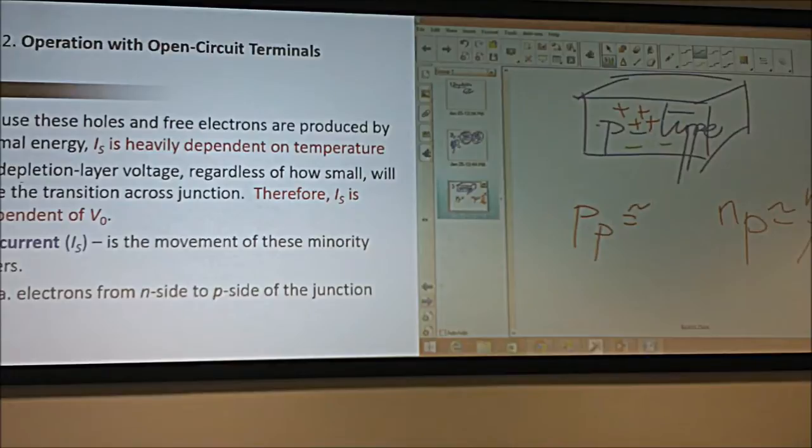Then as soon as the depletion region exists, any minority carrier in it will be swept by IS.